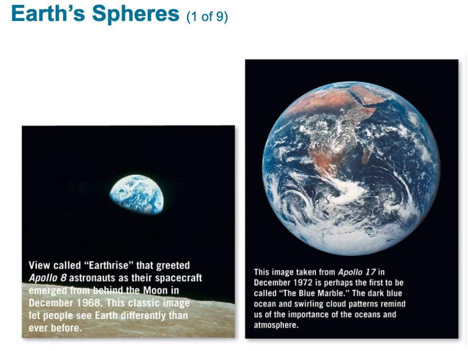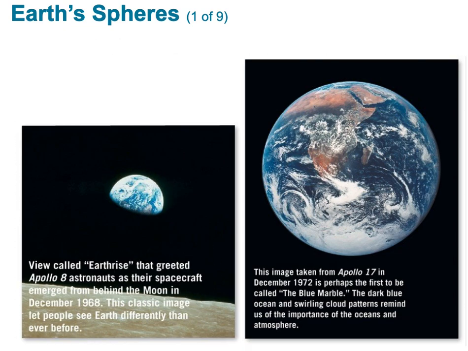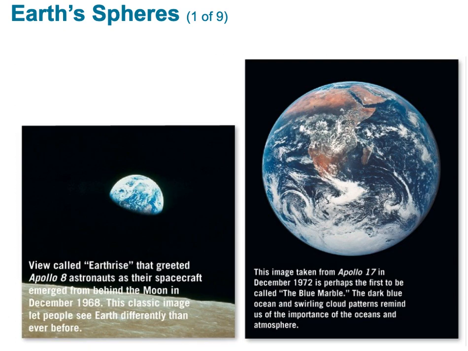In this section, we're looking at the Earth's spheres, and these two images are great because for the first time they let humanity see Earth differently from ever before. So here in this image, we could see the Apollo 8 astronauts emerge from behind the moon, which you could see here at the bottom part of the image, in December 1968, and this classic image lets people see Earth differently than ever before.